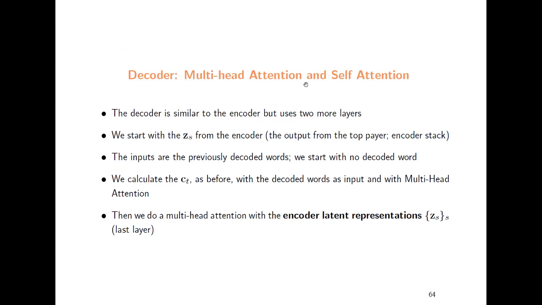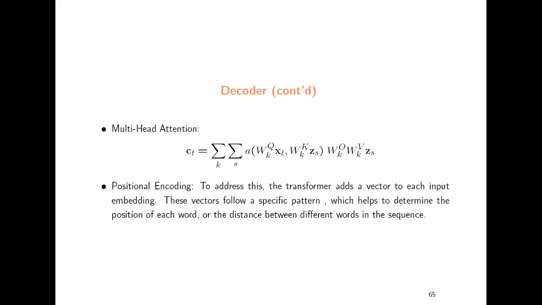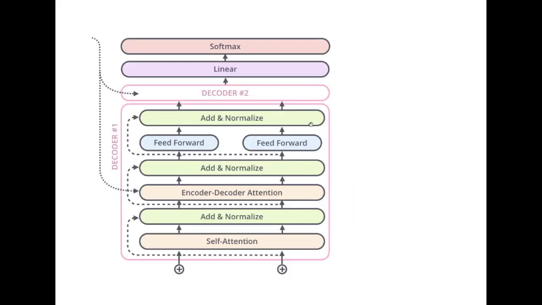The decoder is similar to the encoder but uses two more layers. I'm not sure if we have to go through the details here, but it also uses multi-head attention, and the information from the encoder enters here in different positions, and we have the different layers of self-attention and normalization layers and feed-forward networks. As I said, we don't have enough time to explain in detail.